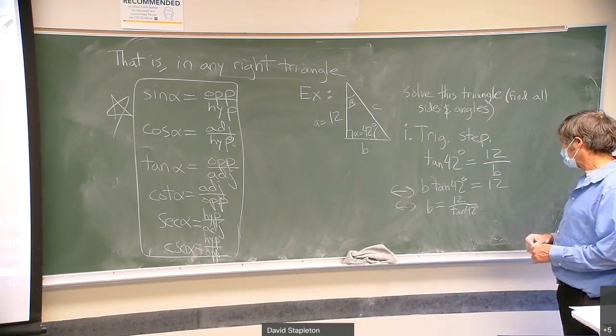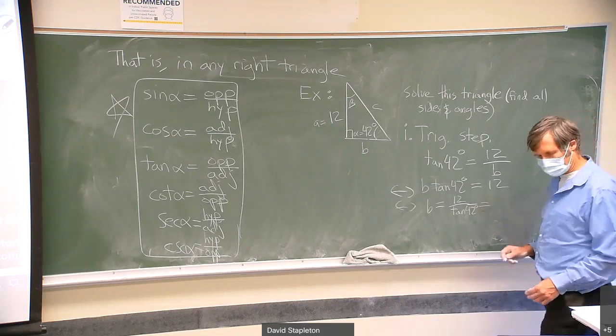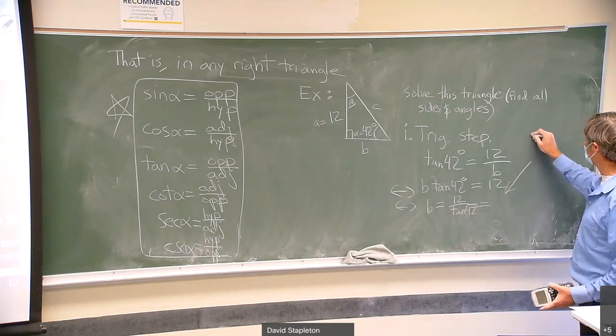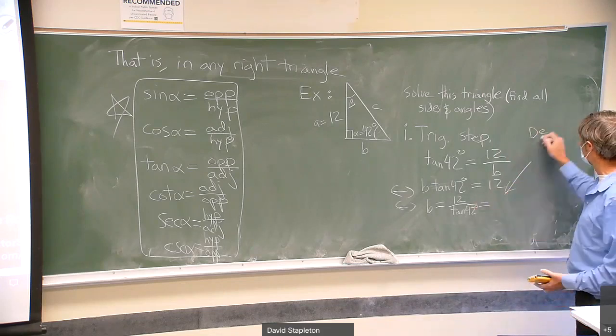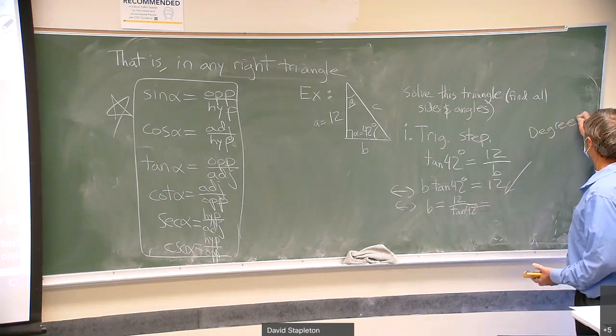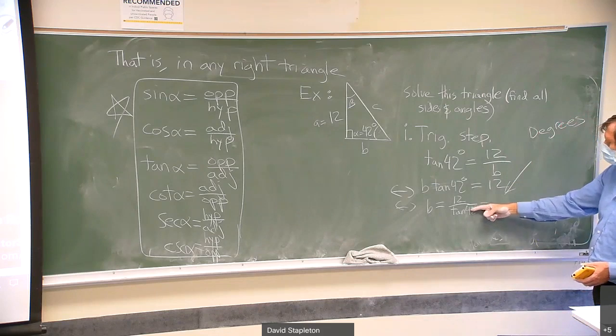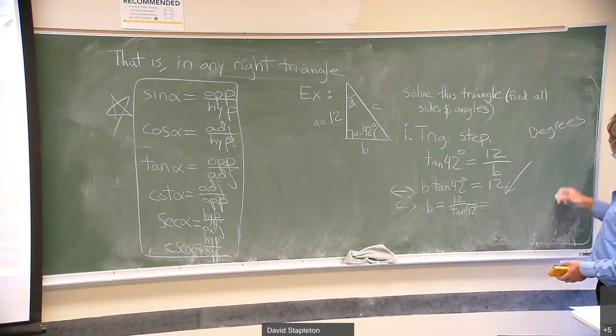And so B is 12 over tangent 42. I can figure it on my calculator, and here's how you do it. You have to make your calculator degrees mode, since I'm using degrees here. If you put it in the wrong mode, then you'll get the wrong answer, right? If you have it in radians mode, it'll take tangent of 42 radians. So degrees mode, here's how you get it.